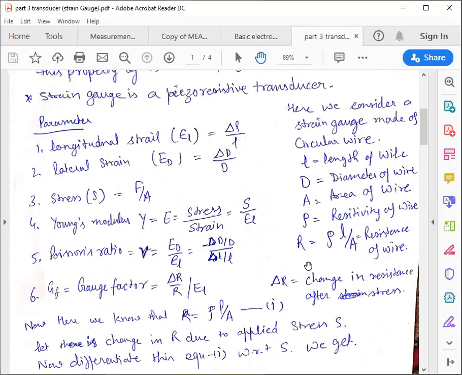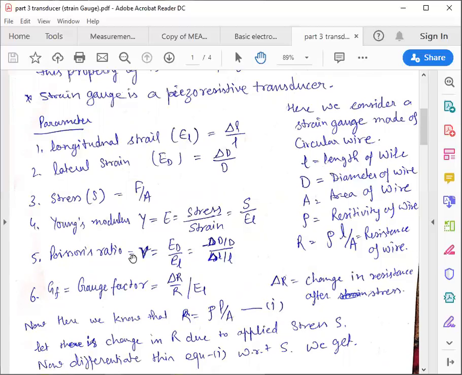And now, what are the various parameters we are using here? Longitudinal strain, delta L by L, shows the change in length per unit length when strain is applied. Lateral strain shows the change in diameter, delta D by D, and stress is force per unit area. Here one term is used, Young's modulus, denoted by Y, or in some books its notation is E. It is stress upon strain. Stress is denoted by S, and strain is delta L by L. Here we are talking about longitudinal strain.